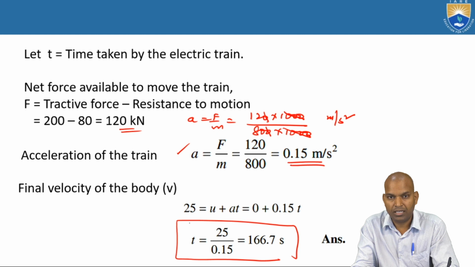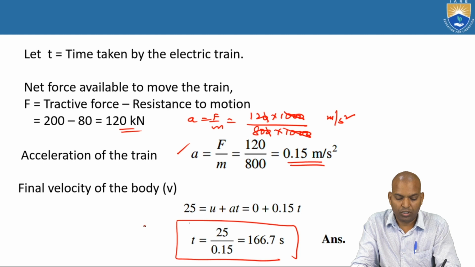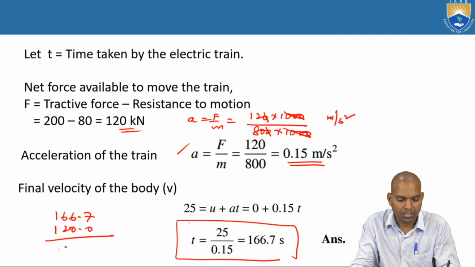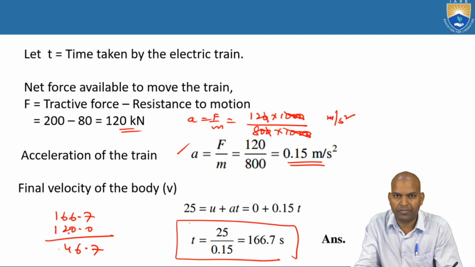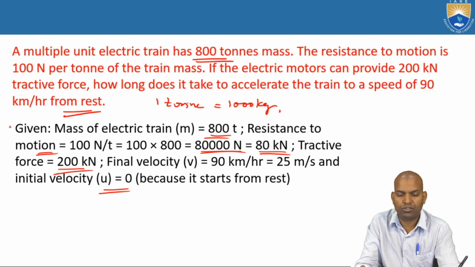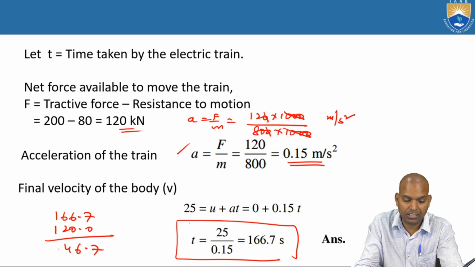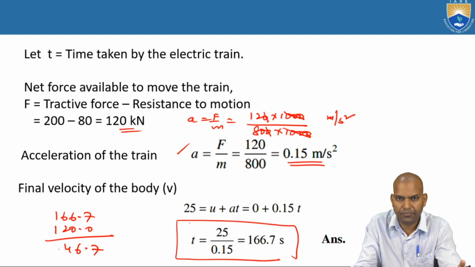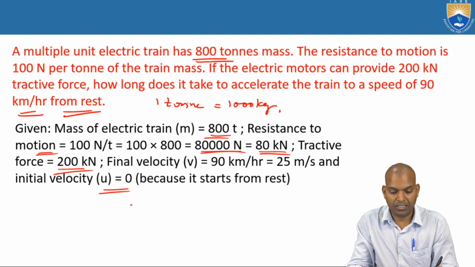That is how many minutes? It is more than 2 minutes and less than 3 minutes. We can understand here, 166.7 minus 120 is 46.7. That is 2 minutes 46.7 seconds required to take the train to the speed of 90 kmph from rest. So it is not like 1 second, quickly. So 2 minutes 46.7 seconds is required to reach the speed of 90 kmph of the train.